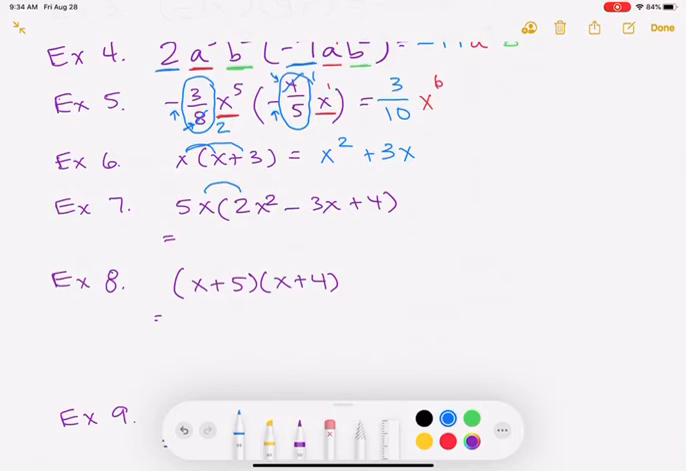And then for the next one, 5x times 2x squared. Well, I have the 5 times 2 is 10. The x times the x squared gives me x cubed. Keep it going. So we are now 5x times negative 3x. So a 5 and negative 3. So I have negative 15. X times x is x squared. And then finally, 5x times 4. That's going to give us 20x.